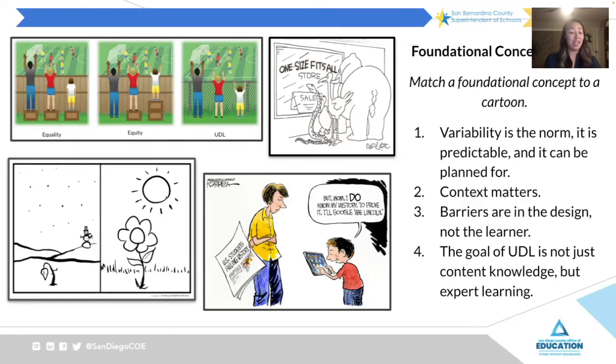I want 80% of my students to get it and understand it. So what can we do to set our students up for success? The fourth one, the goal of UDL is not just the content knowledge, but in the expert learning. So in math, we often get stuck with the idea that things can only be done in one way. But we need to really empower our learners and show that it can be in more than one way.